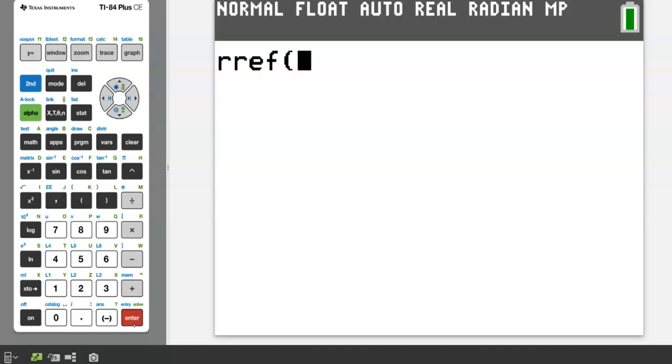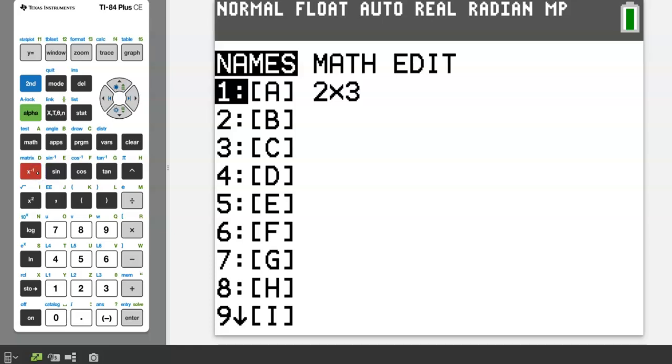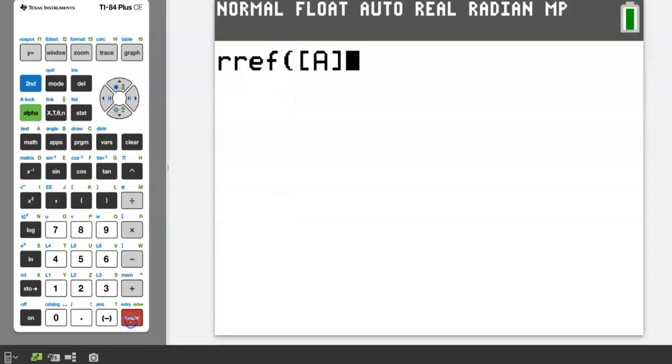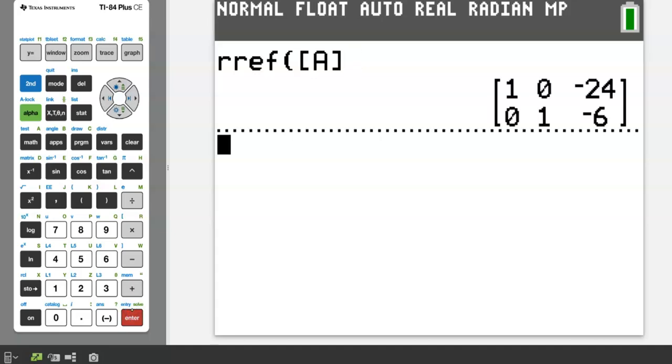Now you have to name which matrix you're actually wanting it to rref. So we got to go back to matrix. Second matrix. This is where you just want to name it. So enter. You should have rref of matrix A. When you press enter, it will give you the answer.